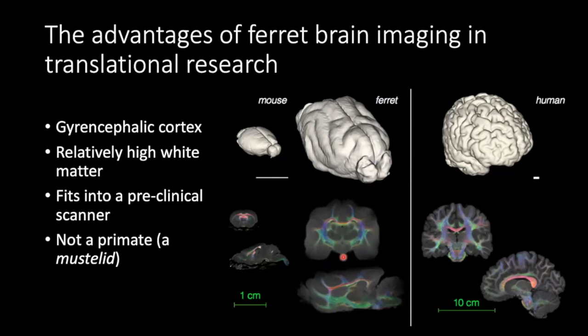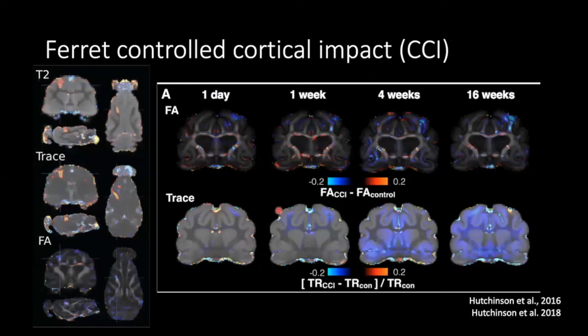You have U fibers, you have crossing fibers, much more than the rodent, combined with the gyrencephalic cortex, makes us a much more anatomically similar brain to the human. But the animal itself is small enough to fit into our preclinical scanner, so we can scan it in vivo. And then, it's not a primate, so you don't have to move all the way up to a non-human primate model. Ferrets are mustelid. So we run the ferret diffusion experiments in 3 different models.